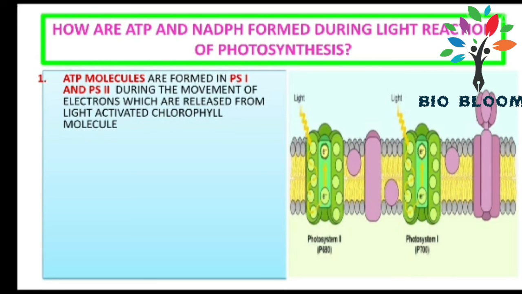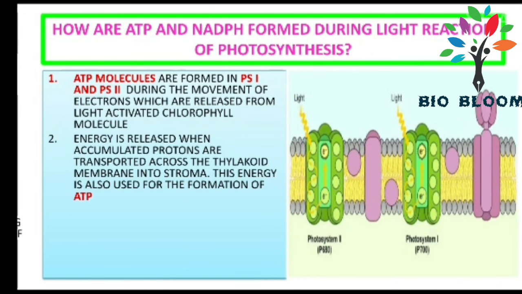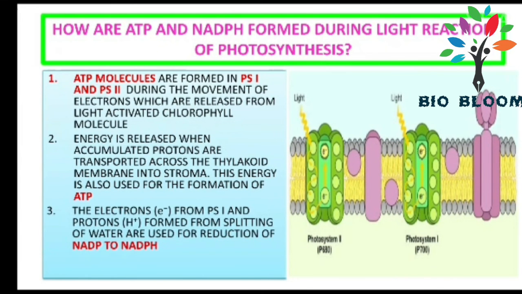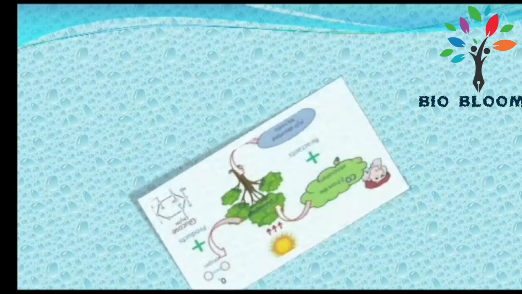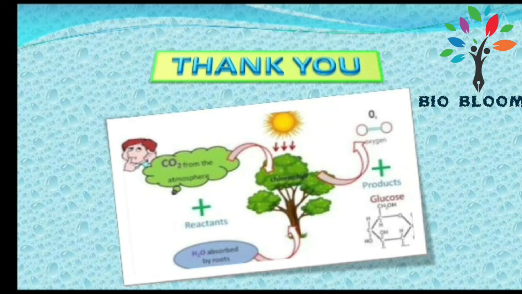So, how are ATP and NADPH formed during light reaction of photosynthesis? If this question is asked, go through this answer, and then you are ready for the examination. Wherever you want, use this lesson. Thank you very much for your patience, and wait and see the next chapter, dark reaction. Here the diagrammatic picture is given. Go through this also.